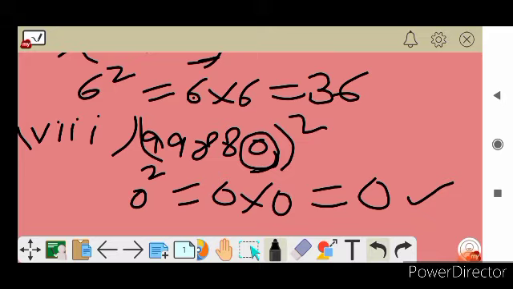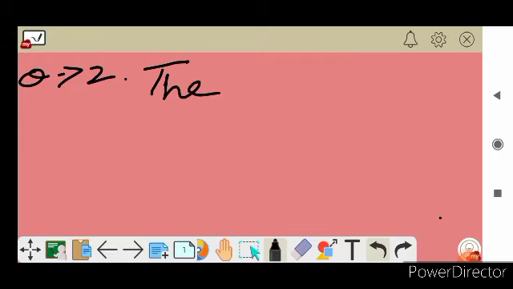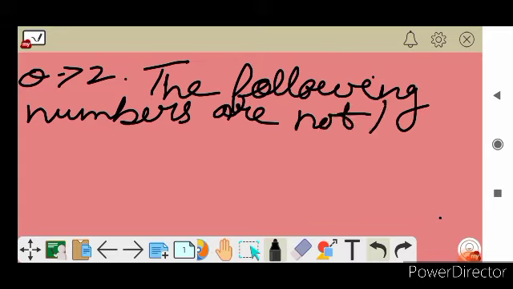So in question number 2, which of the following numbers are not perfect squares? Give reason.